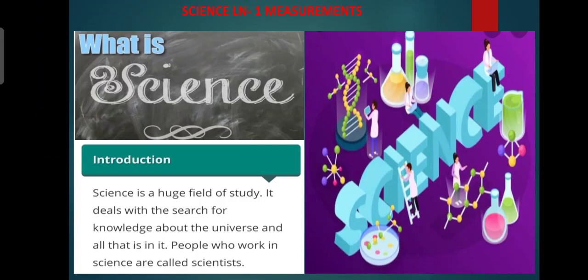What is science? Science is a huge field of study. It deals with the search for knowledge about the universe and all that is in it. People who work in science are called scientists. Science includes a wide range of subjects. The subjects can be grouped into three branches: the physical science, the life science, and the social science.